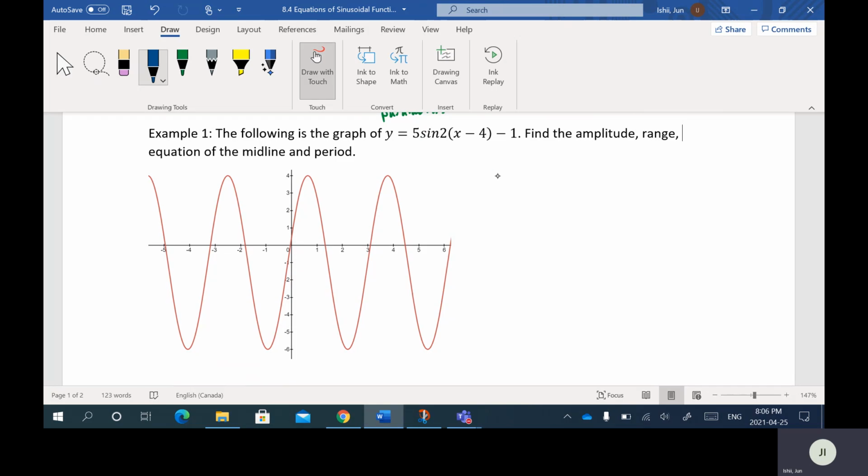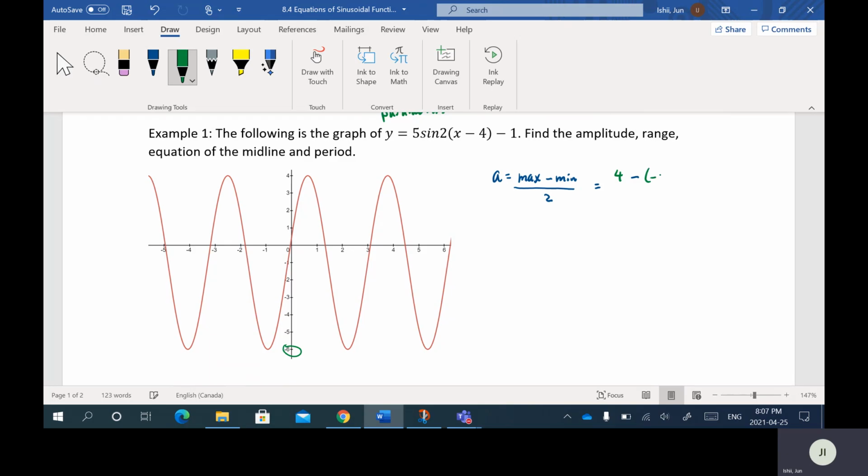The first thing I want to find here is the amplitude. You can remember from the last lesson, the amplitude is the distance from the center to the maximum, which is equal to the distance from the center to the minimum. To find the amplitude, we take the maximum, subtract the minimum, and then divide by 2. In this case, our maximum value is 4. So I'm going to go 4 minus the minimum value, which is -6.